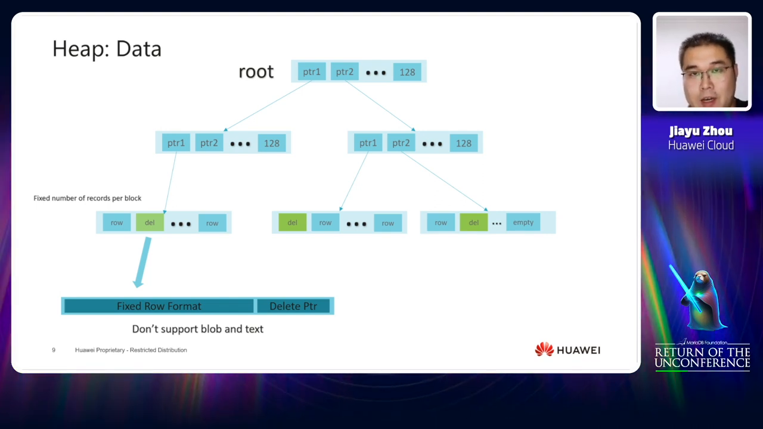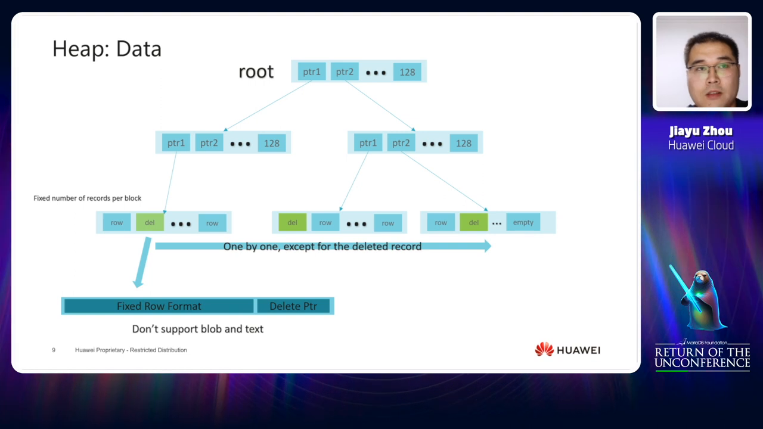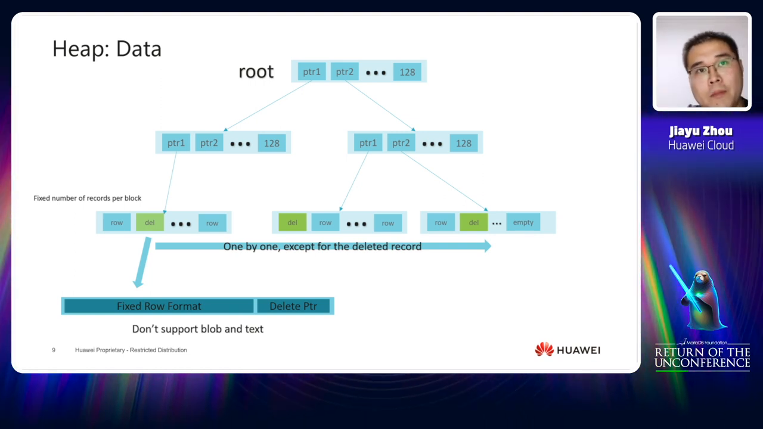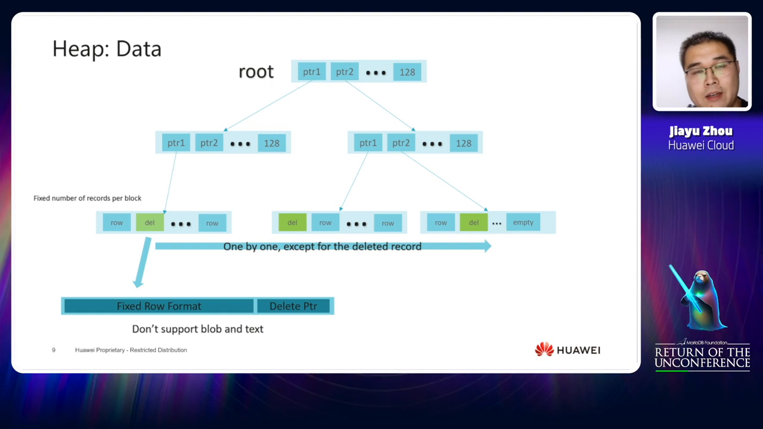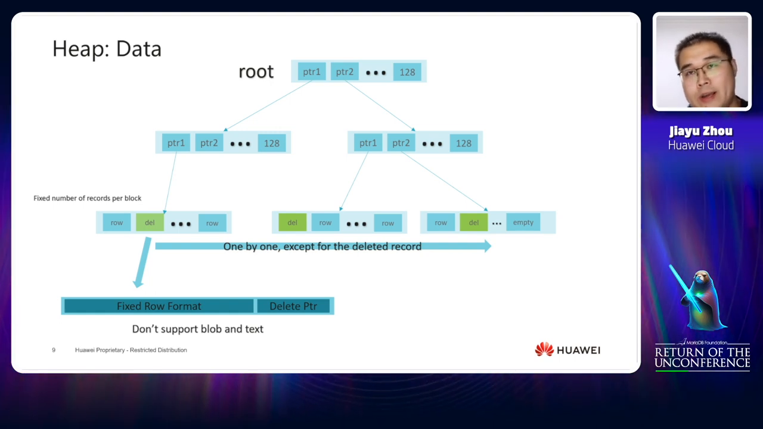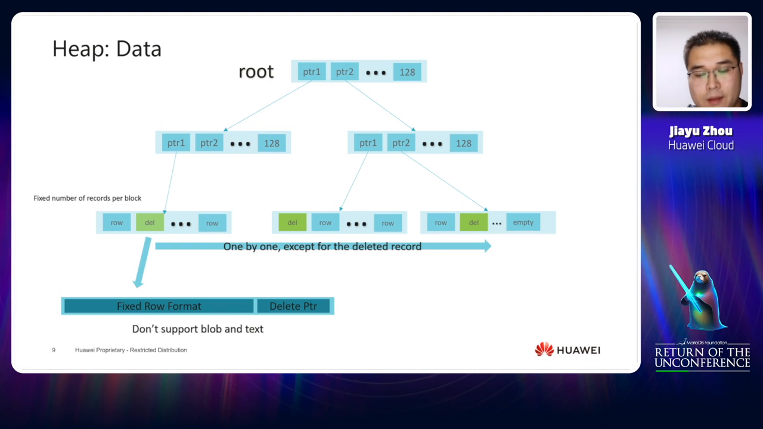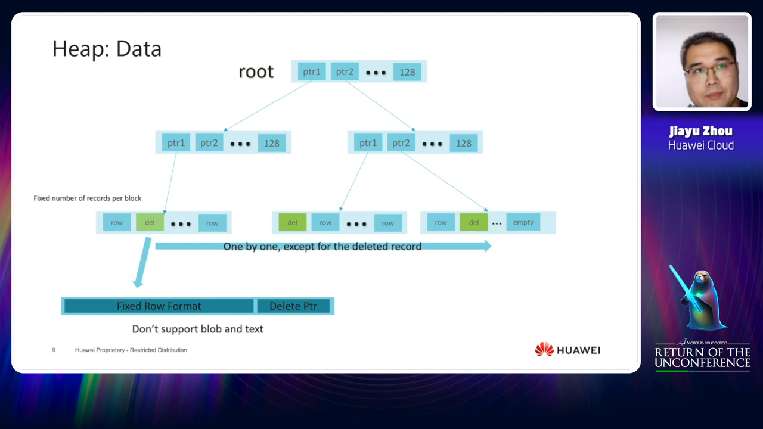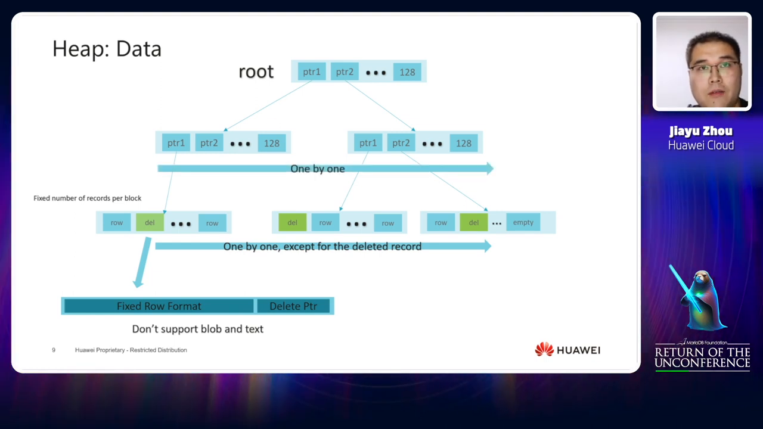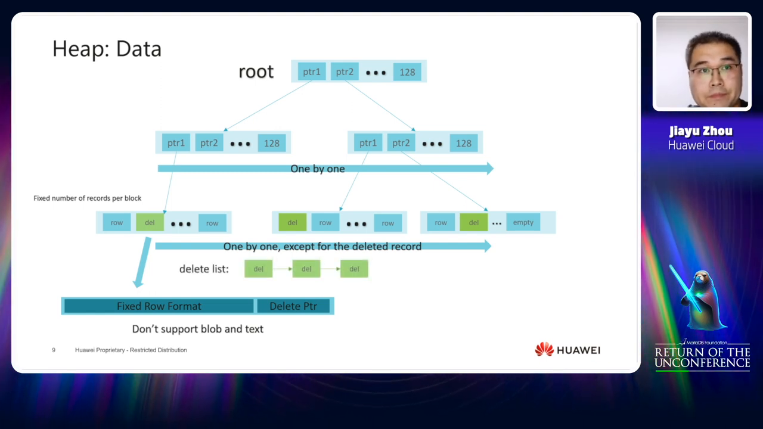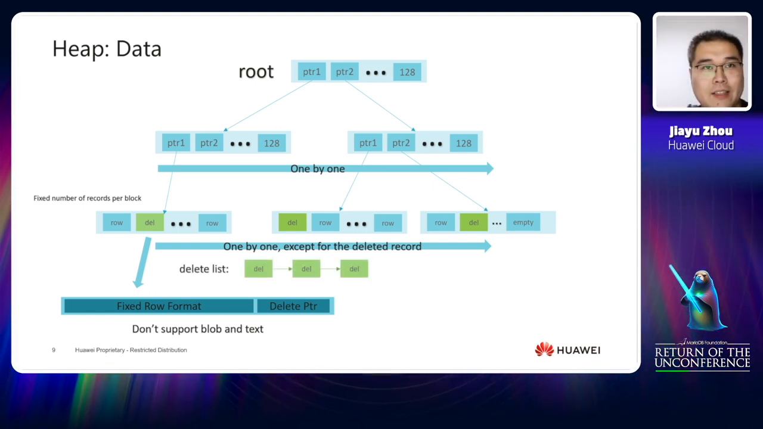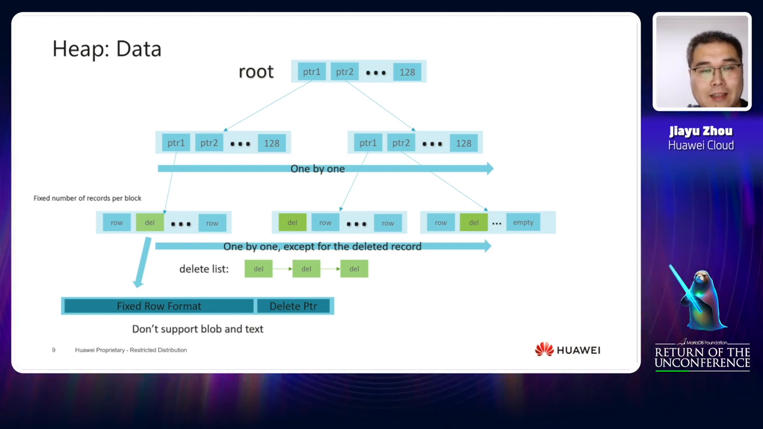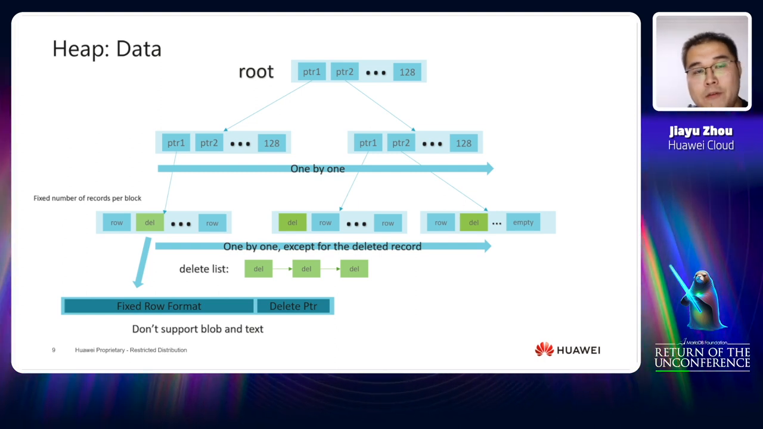And since the row format is fixed size, the number of records per block is fixed. So if we regard the bottom layer as an array, the records in this array are arranged one by one. But there are some records that are deleted. Besides, the pointers are also arranged one by one. The deleted records will be linked as a list with the help of the delete pointer.